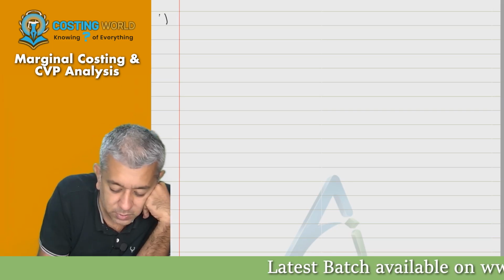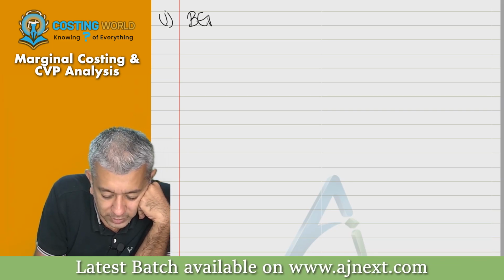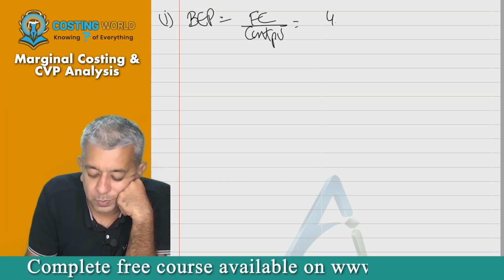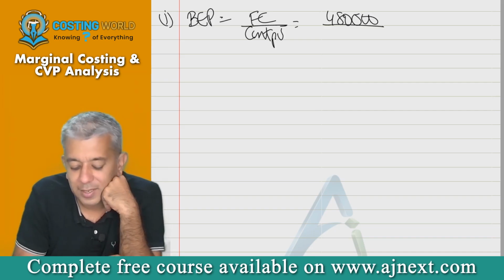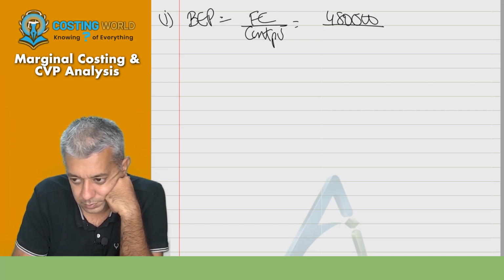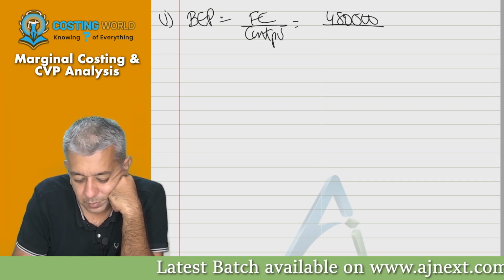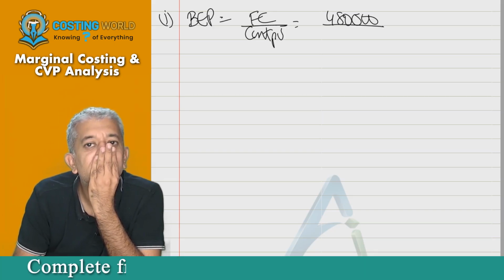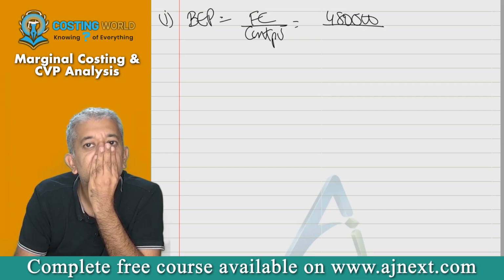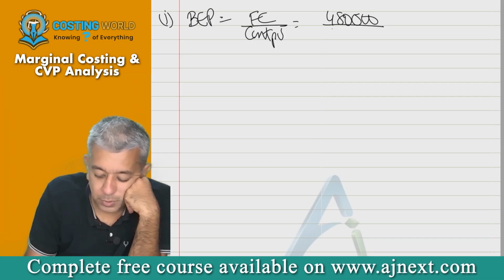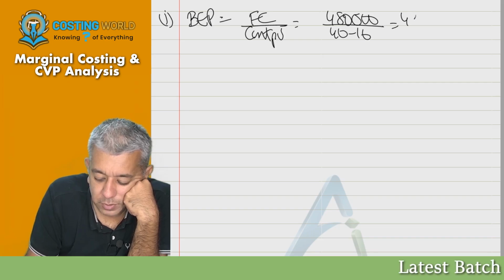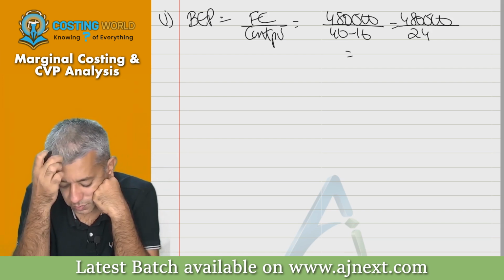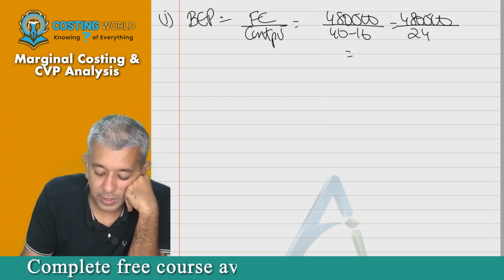Write down please. Part first. Break-even point is equal to fixed cost divided by contribution per unit. 4,80,000 divided by contribution per unit, which will be 40 minus 16. So 4,80,000 divided by 24. Tell me the answer please. 20,000 units.